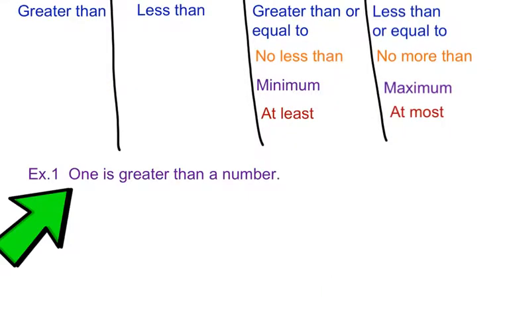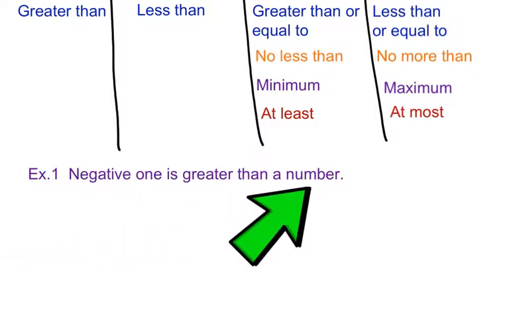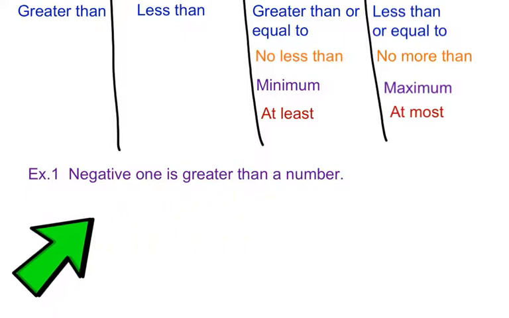Alright, example 1. -1 is greater than a number. Now we don't know that number, so we're going to call that number x. And I'm just going to write it the way I just learned. So -1, greater than symbol goes like this. I don't know the number, so I call that x.